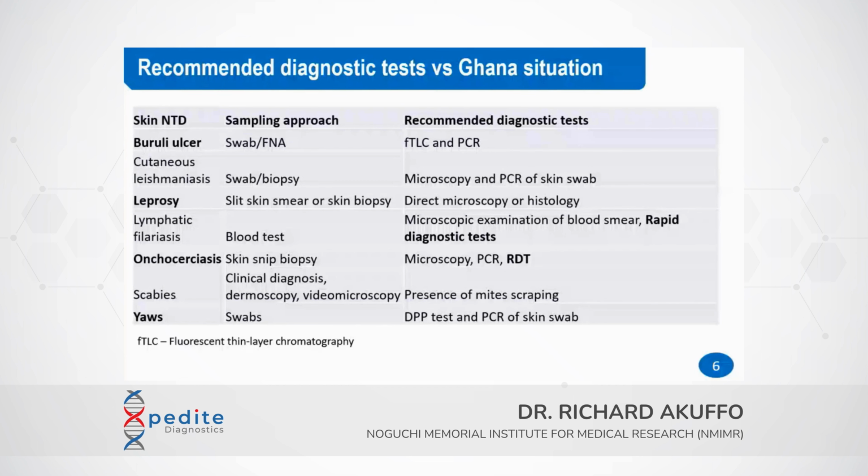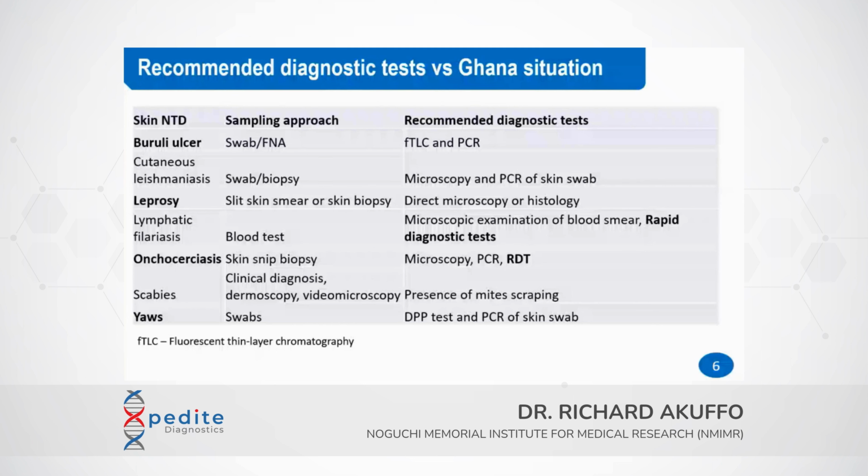For lymphatic filariasis, the main diagnostic test now is microscopic examination of blood smear for the microfilaria. There are some rapid diagnostic tests, but these are usually more for research, okay? And then for onchocerciasis, the mainstay is also microscopy based on skin snip biopsies. We also do some PCRs at the reference lab. There are different types of RDTs, but they're not the mainstay at the health facilities either.